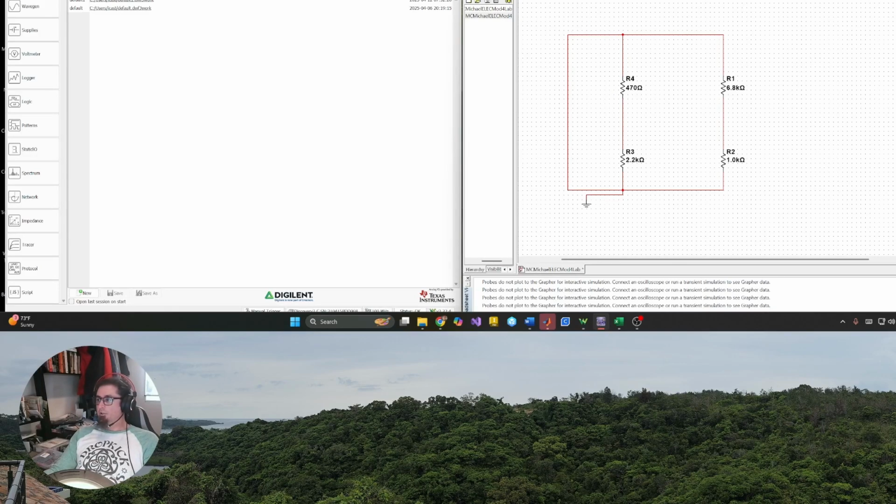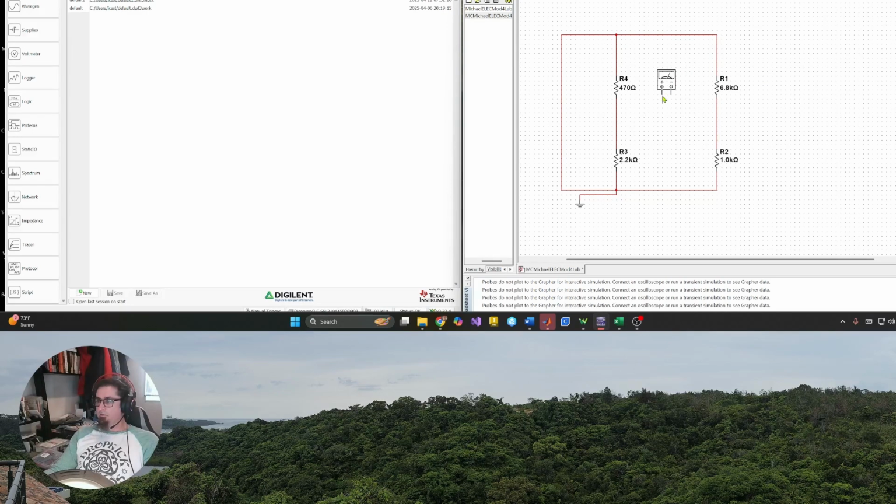Now into this bridge circuit, I'm going to go ahead and put my multimeter, and we're going to put probe 1 right to here, one side of the bridge circuit, and the other probe over here to the other side of the circuit. Now this is going to measure my Thevenin resistance.